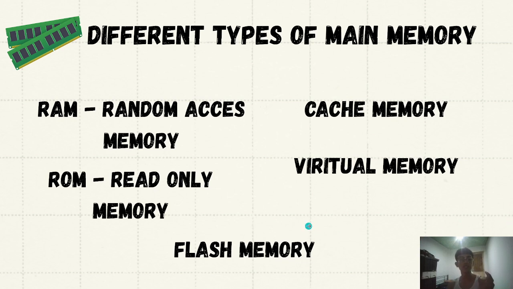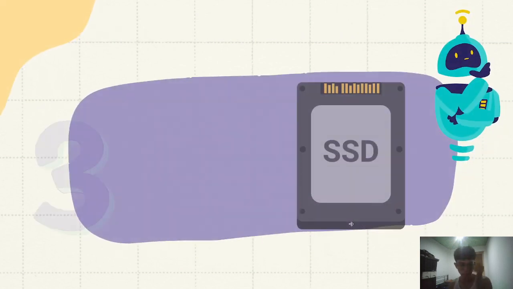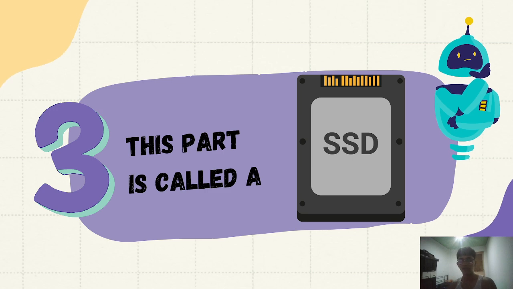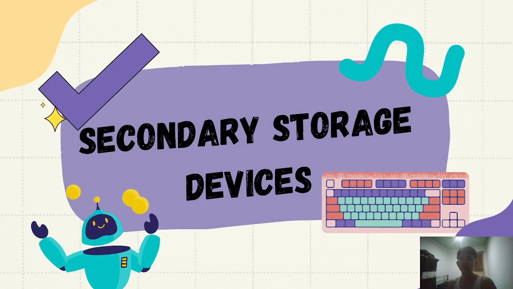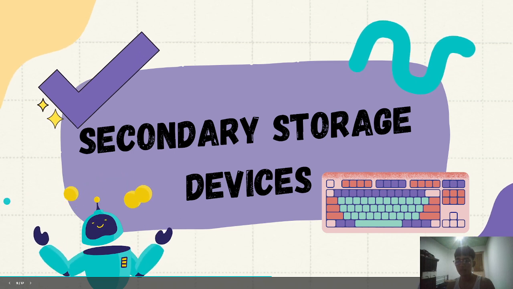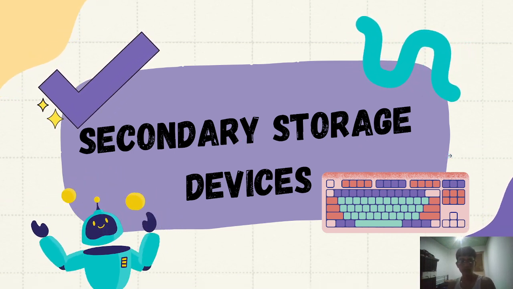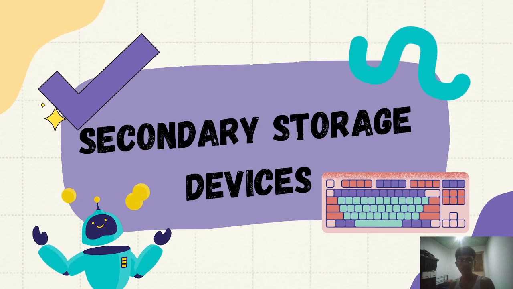As you can see, these are the types of the main memory: RAM, ROM, cache, virtual, and flash memory. To proceed, what do you think this part is called? SSD stands for secondary storage devices. So what are they, what is their purpose, and how do they work?